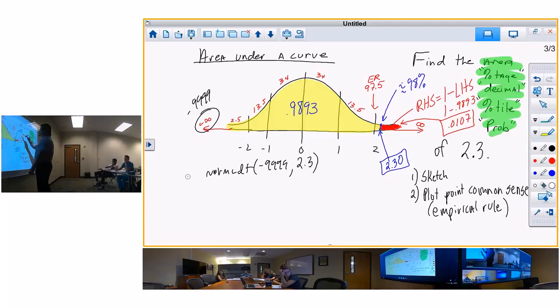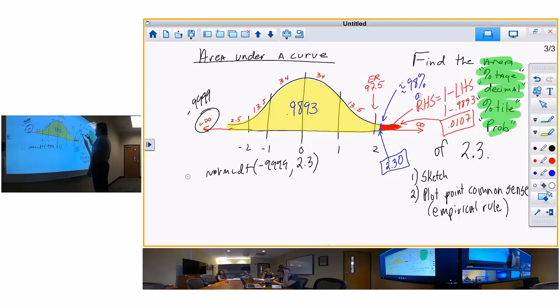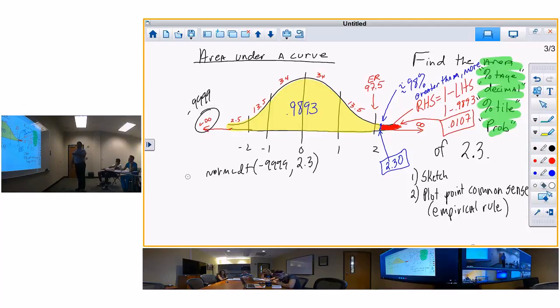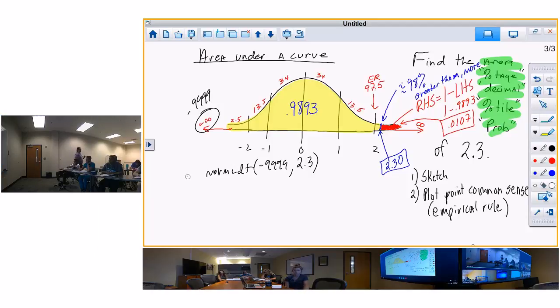Whenever you see the words "greater than" or "more", whenever you want to find the right-hand side, you're going to see that. What percent of students scored greater than 540? Well, greater than, that's the right-hand side of 540. Well, that's another question, but that's how you do that.